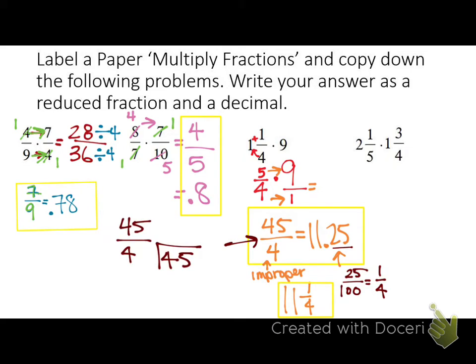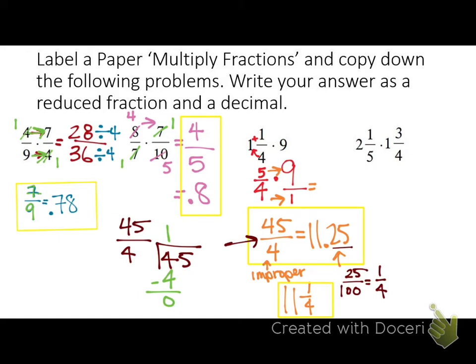So we're dividing 4 into 45. You want to start with the first number. Does 4 go evenly into 4? It does. How many times? Once. 1 times 4 is 4. Subtract it, we get 0.